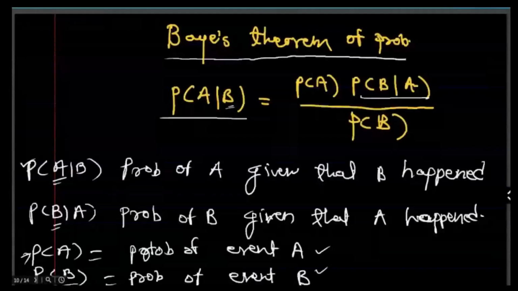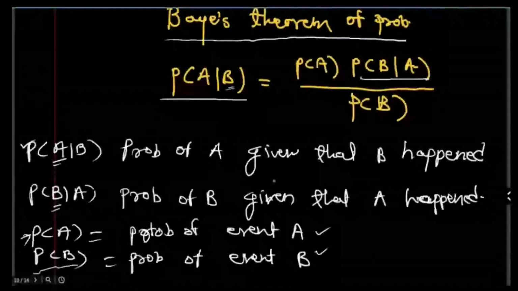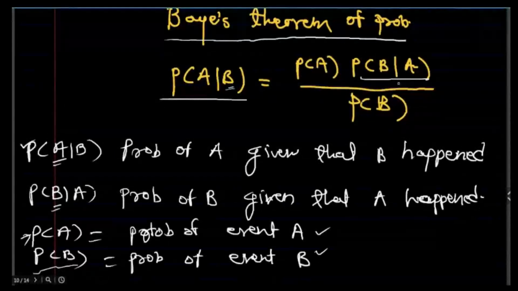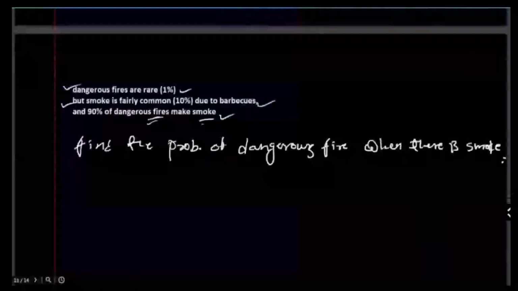Now this Bayes theorem will be very useful when we know these probabilities and want to calculate another one. If we know this probability and want to calculate that one, then we can use this information to solve the equation and calculate the required probability. Now let us check the first example.